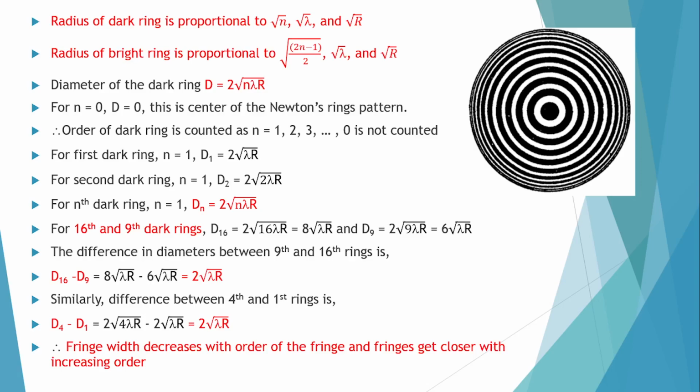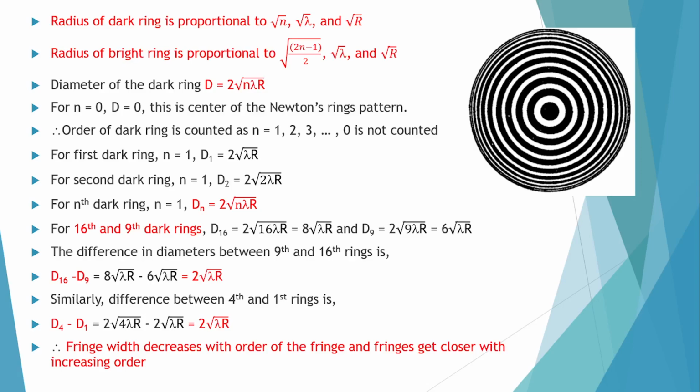The same you can observe on the interference pattern for reflected light shown in this figure, that fringe width decreases with the order. So initially near the center, the width of the fringe is large and the width reduces gradually as we go outside. In other words, fringes get closer and closer with the increasing order. So fringe width decreases with the order of the fringe and fringes get closer with the increasing order. This is the important fact we observe in the interference fringes of the Newton's rings pattern.